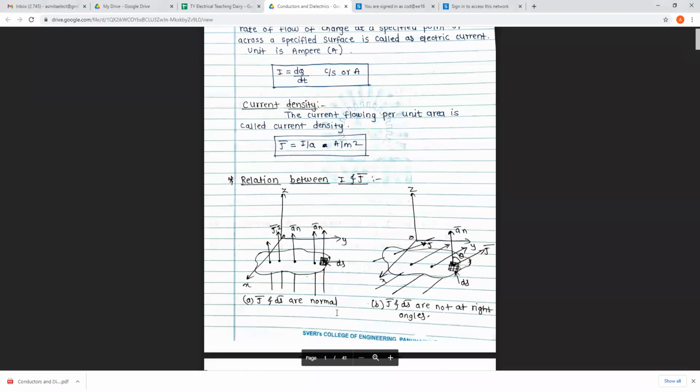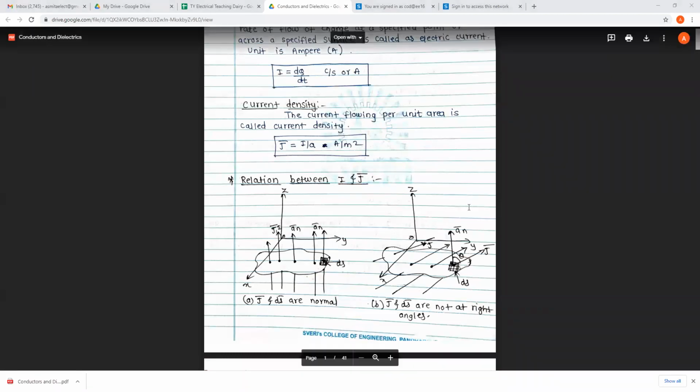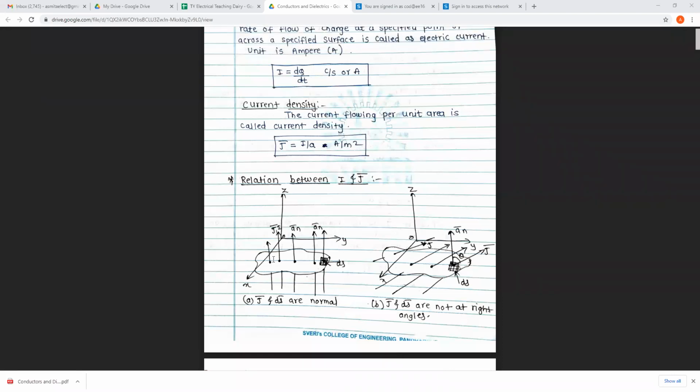Now here we are considering two cases. We consider a surface, and through that surface current is flowing. Then the current density direction is also the same as the current. Current is flowing in the same direction, and current density is in the direction of the current only. So the current density is normal, or perpendicular, to the surface.